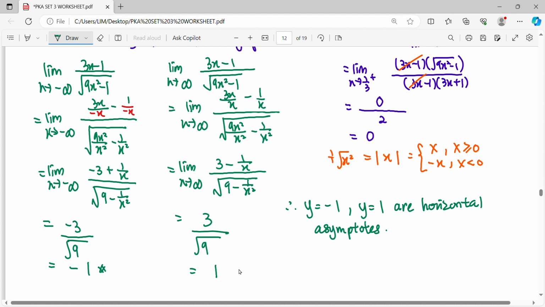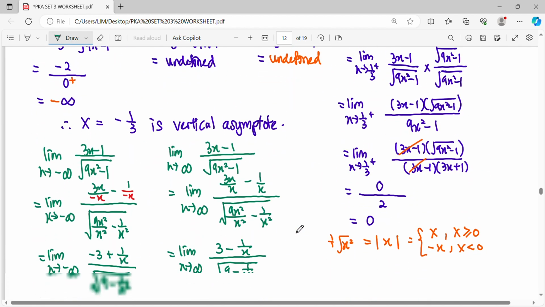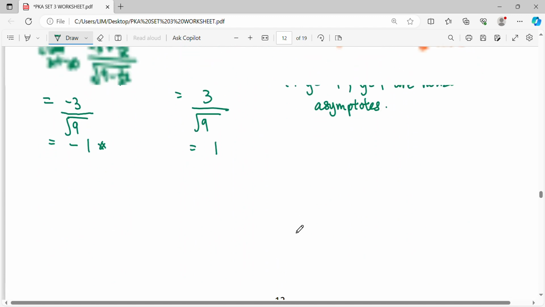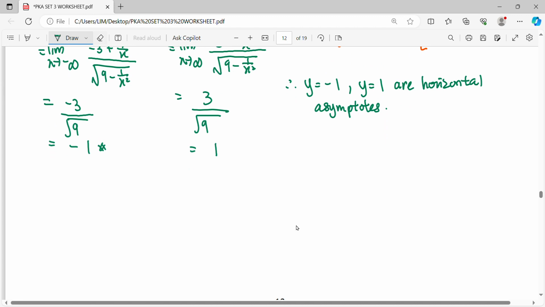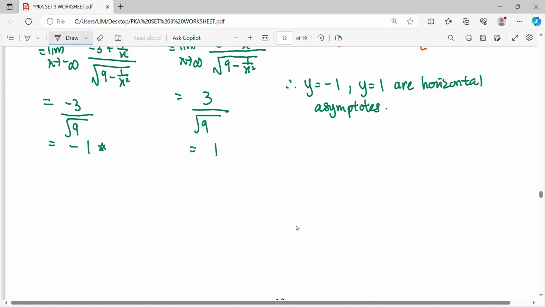So lastly, we're going to draw our graph. Take note, all the asymptotes we label first: 1 vertical asymptote, 2 horizontal asymptotes. With the result later we see the graph. Any intersection will happen here.